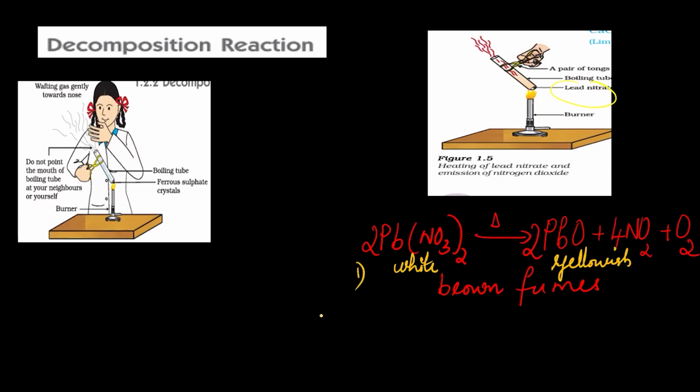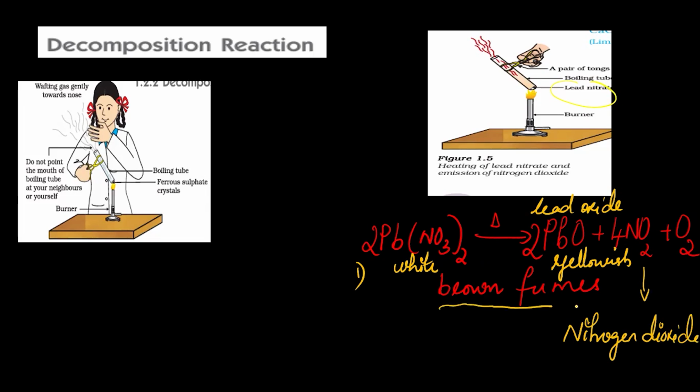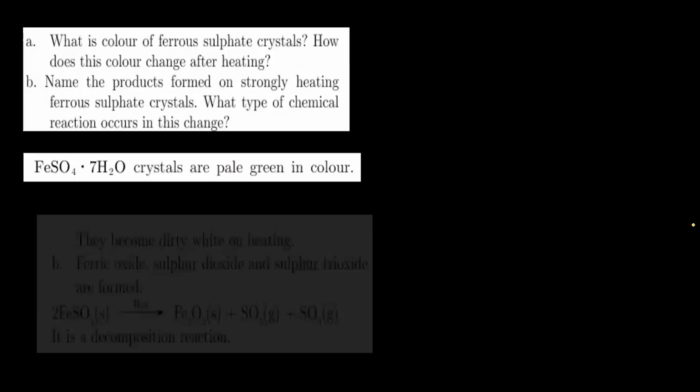Lead nitrate is simply heated, and that is the thermal decomposition reaction taking place. It is broken down into lead oxide, nitrogen dioxide, along with the oxygen. And nitrogen dioxide is seen as brown fumes. And the color change is from white to the yellowish color of lead oxide. Okay, clear? Hope you understood. Moving to the next question we will discuss.